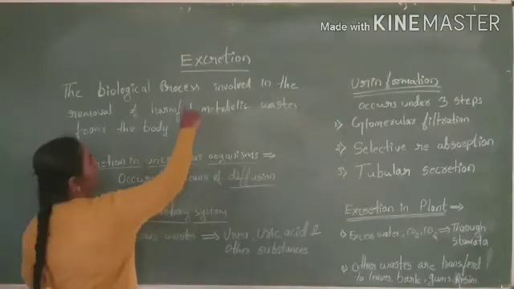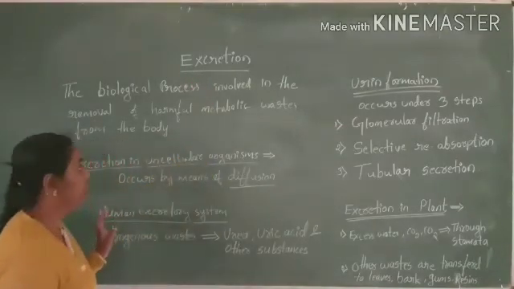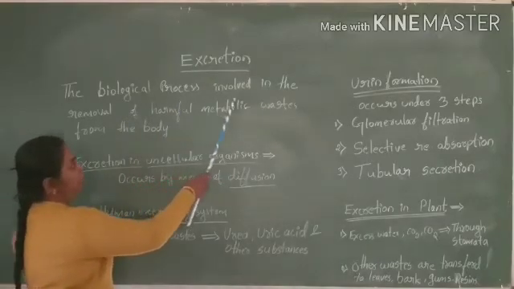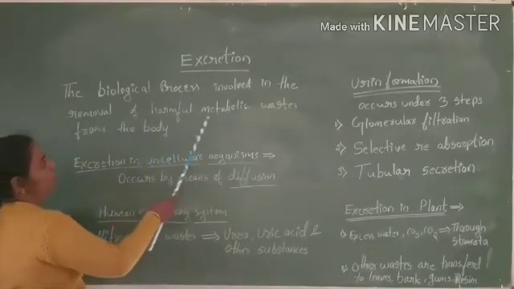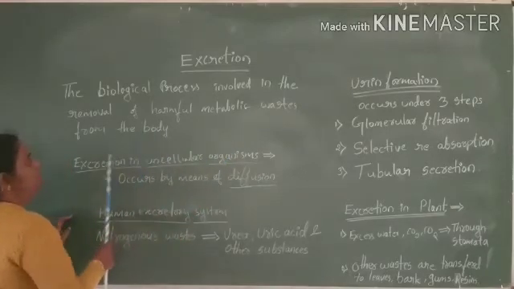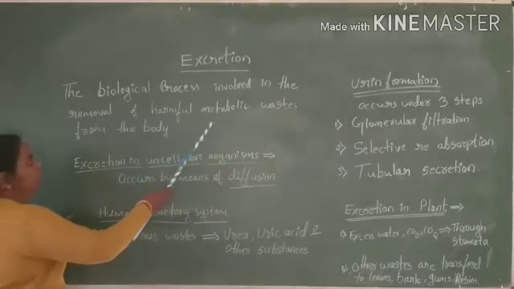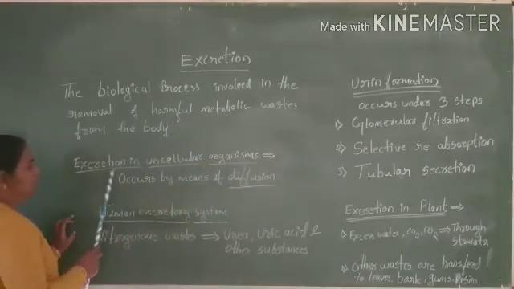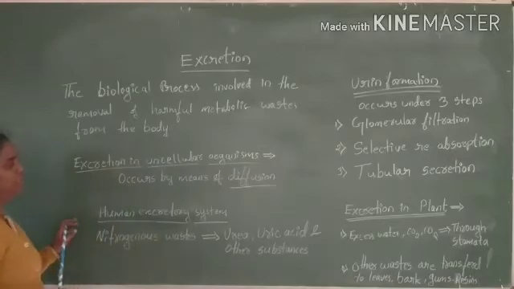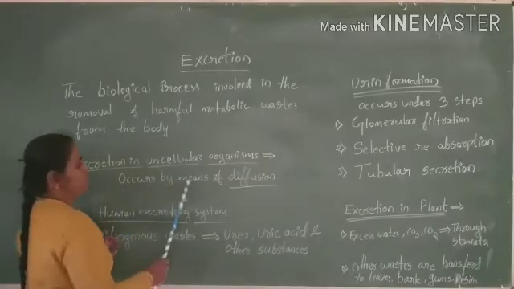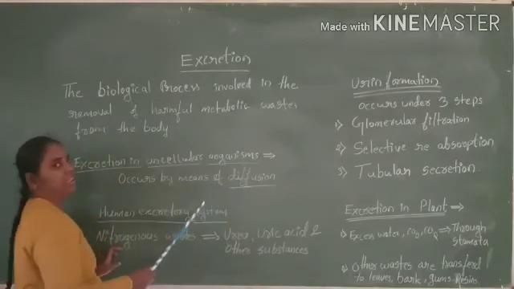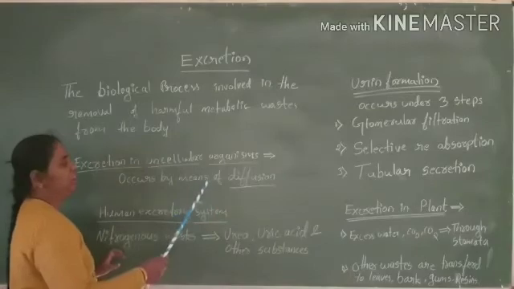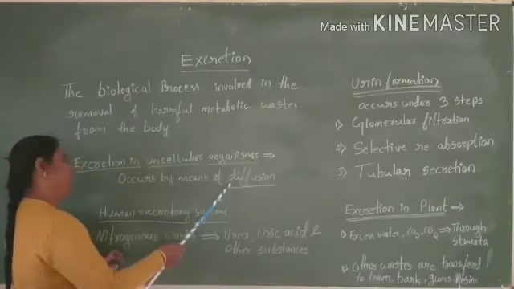Now we will study another life process, excretion. Excretion is also one of the biological processes involved in the removal of harmful metabolic wastes from the body. Usually the metabolic wastes are nitrogenous compounds. Excretion in unicellular organisms is very simple. It occurs by means of diffusion as the cell is single. By means of diffusion, the materials are exchanged between the cell and the environment.